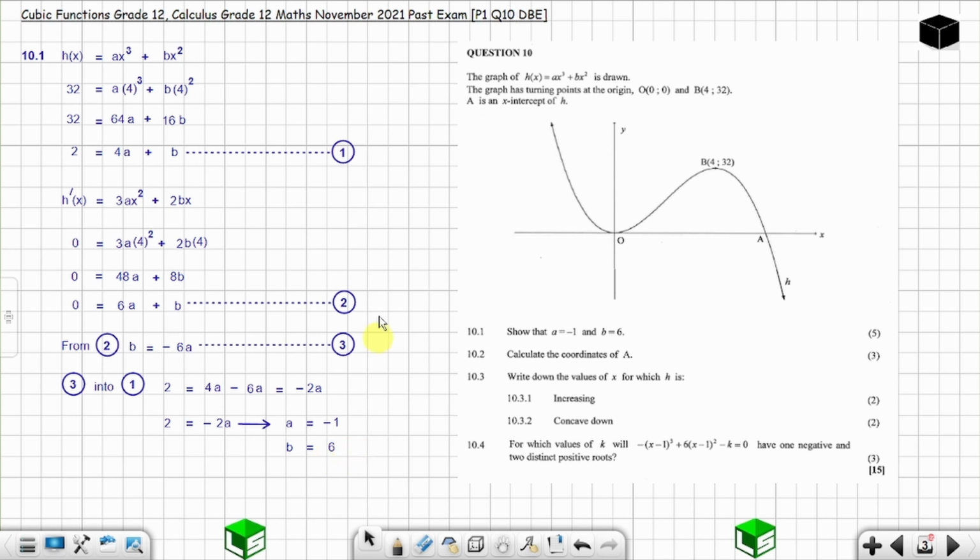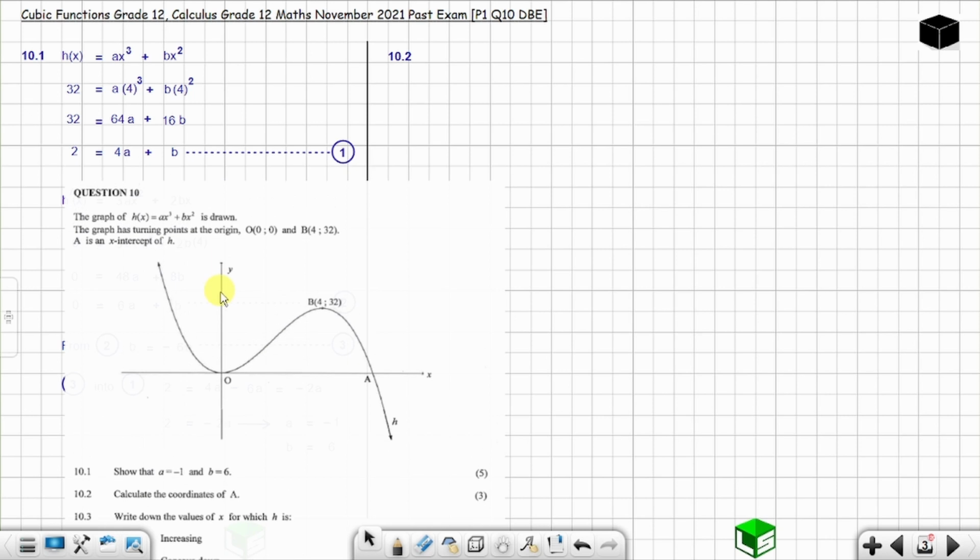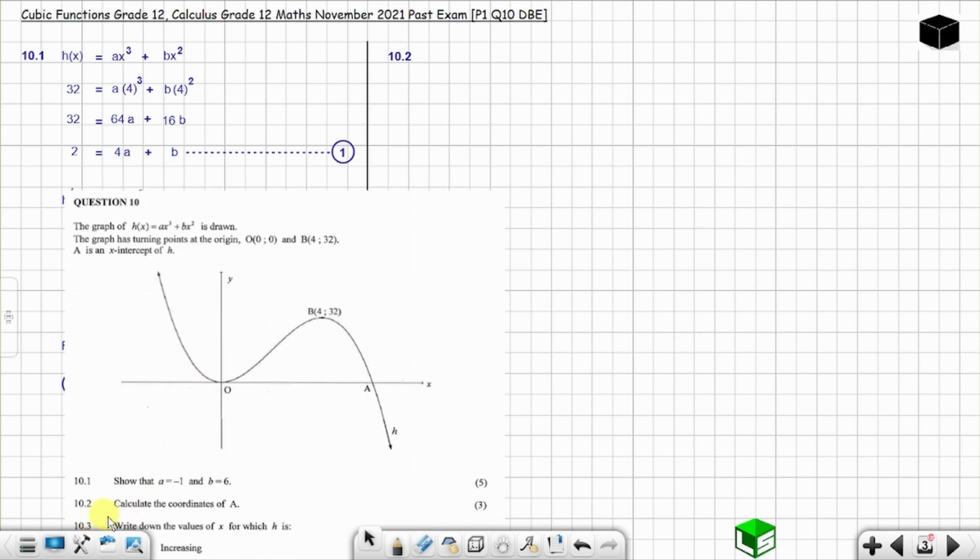Let's carry on. Let me draw a line here. And now it's question 10.2. Calculate the coordinate of A. This question is 3 marks. The point A is what? It is the x-intercept.